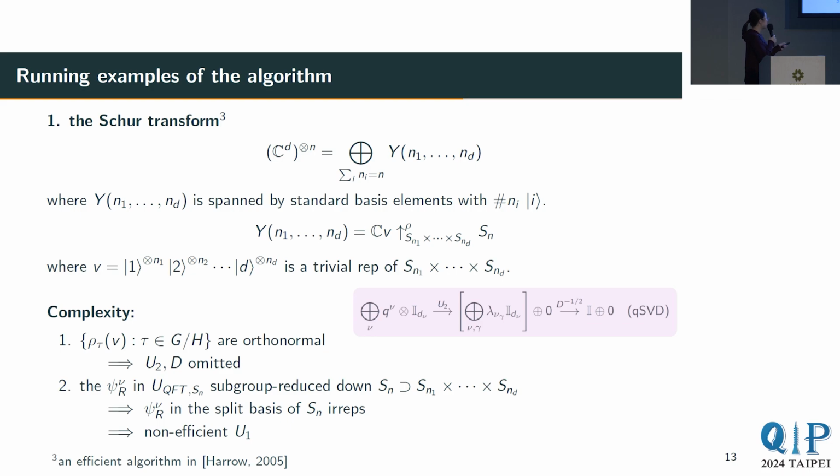And the unitary matrix U1, we can characterize it by the quantum Fourier transform of Sn subgroup reduced down to the tower of Sn1 times Sn2 times ... Snd. And this is not the standard Schur quantum Fourier transform. This is called the split basis in the mathematics literature. And we've noticed that there was a pre-existing claim in the literature that we can decompose the Young modules by induced representations and hence the Schur transform efficiently in this way. But unfortunately, that algorithm was incorrect.